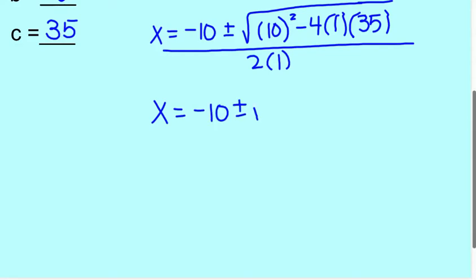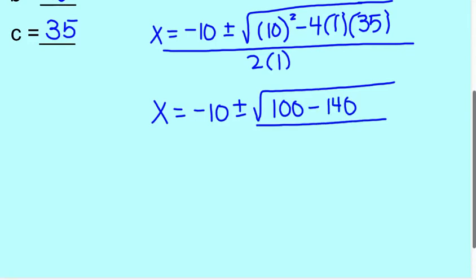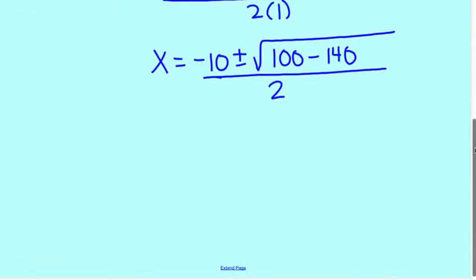So when we simplify, we want to simplify underneath the radical. It's the square root. So 10 times 10 is 100. And then negative 4 times positive 1 times positive 35 is negative 140. All over 2 times 1, which is 2. We'll continue simplifying underneath the radical. So 100 minus 140 is negative 40, all over 2.